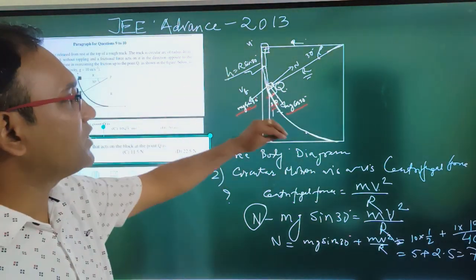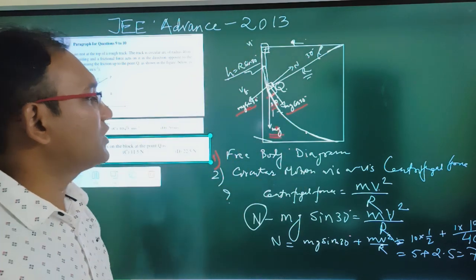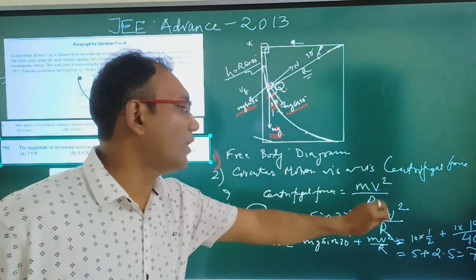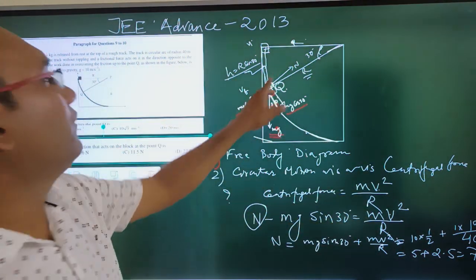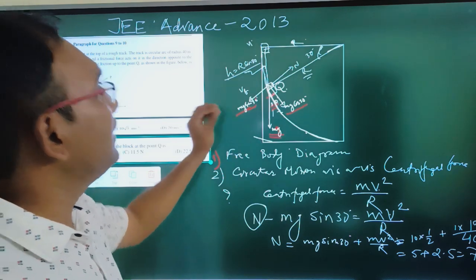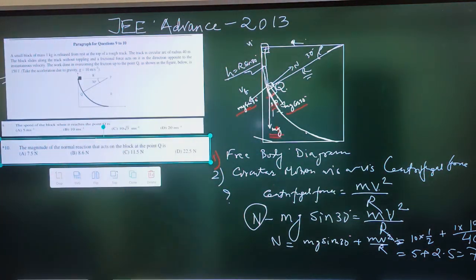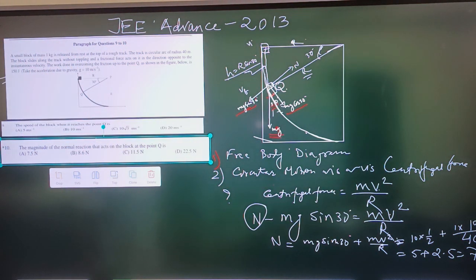For any circular motion, if the body is in circular motion, the required force to keep it in the circular motion is mv square by r. And the difference between the normal force and this component, mg sin theta, is utilized to keep this object in the circular motion. So we utilize this concept and got the answer. I hope you understand the concept, and if you do, you can utilize this concept in complex problems also. This is a JEE Advanced question, but I hope I made it very simple for you.